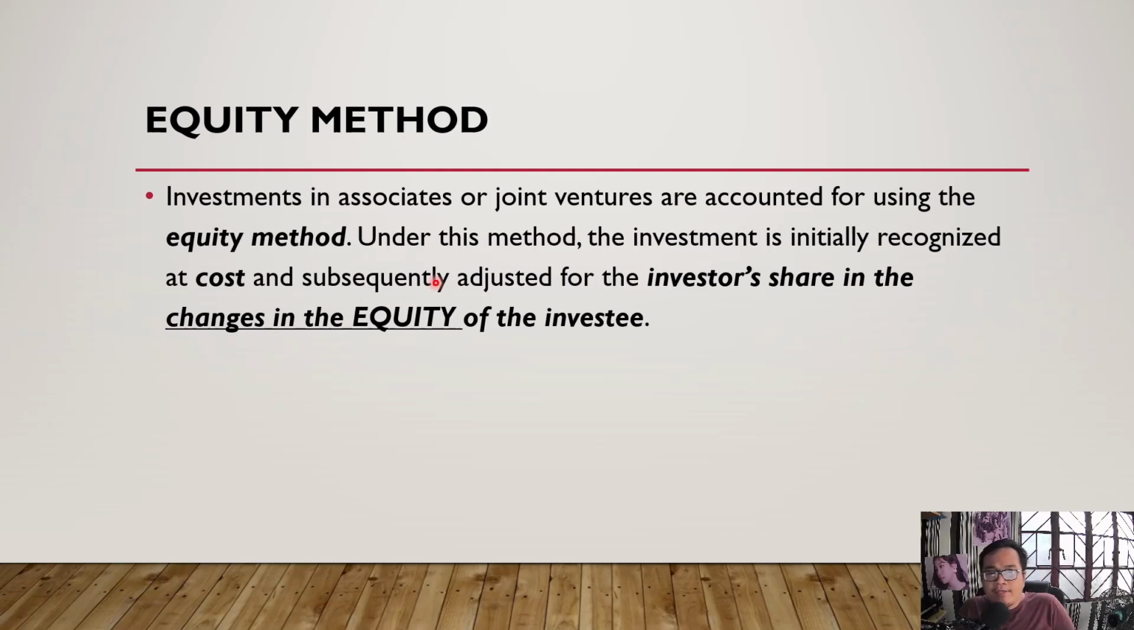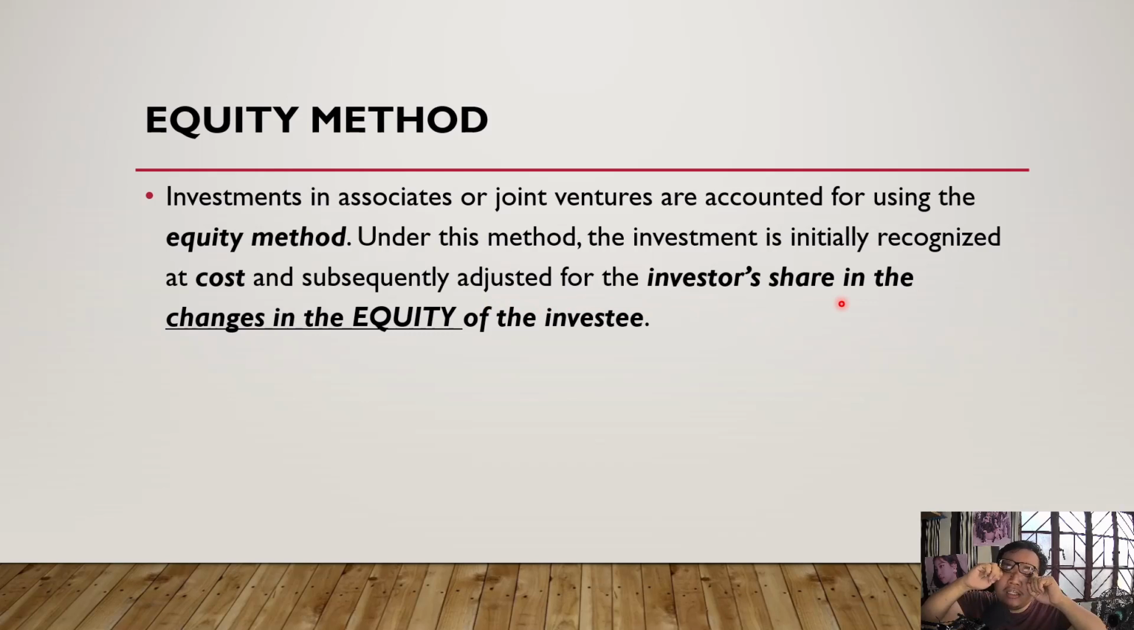So, investments in associates or joint ventures are accounted for using the equity method. Now, paano to siya? Under this method, the investment is initially recognized at cost. So, magkano nagastos mo? Parang ganun. At cost. Then, yung subsequent measurement niya, initial measurement is at cost, then the subsequent measurement is adjusted for the investor's share in the changes in the equity of the investee.